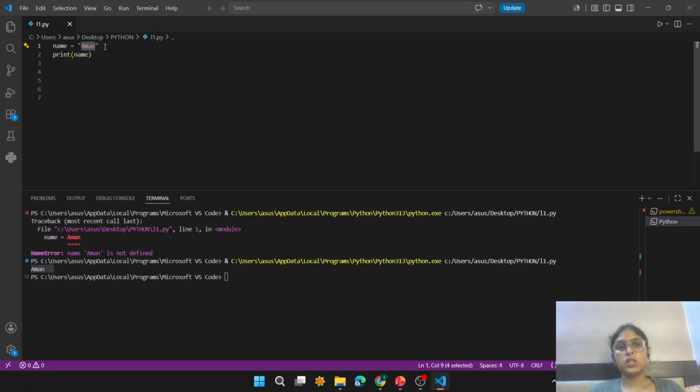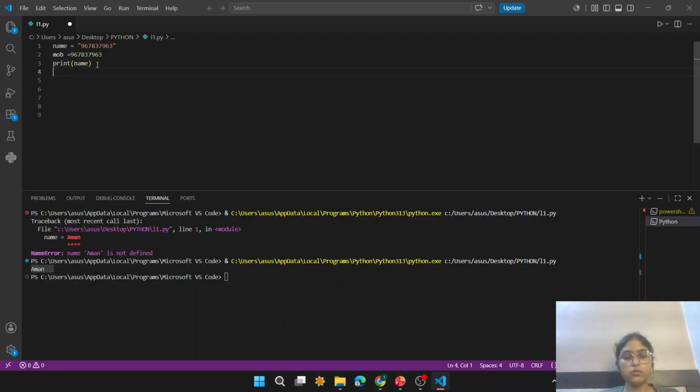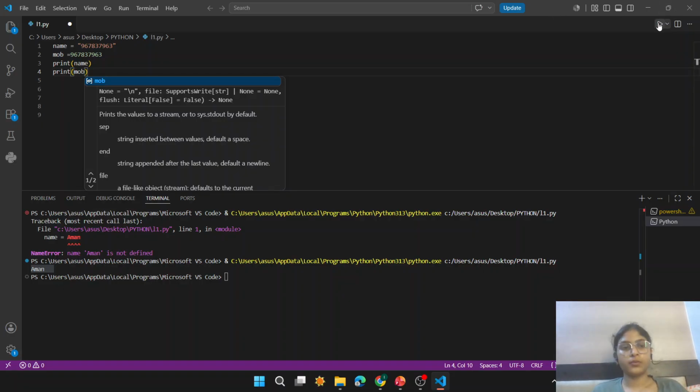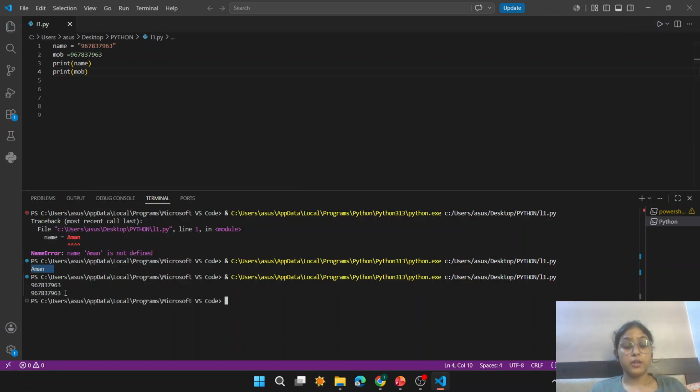I have to discuss one more example of this, which is why do we need strings? One of the best examples I want to make. For example, I'm creating a mobile number 9078, and I have to print this value as a text too. I'm just printing. See, both are printed. There was no issue.